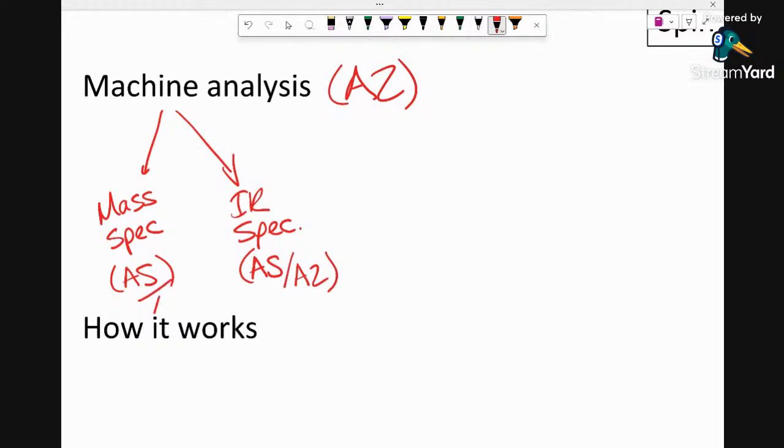You'd get mass spec at A2 as well. And the last one is NMR. So we pick up NMR as another machine analysis.